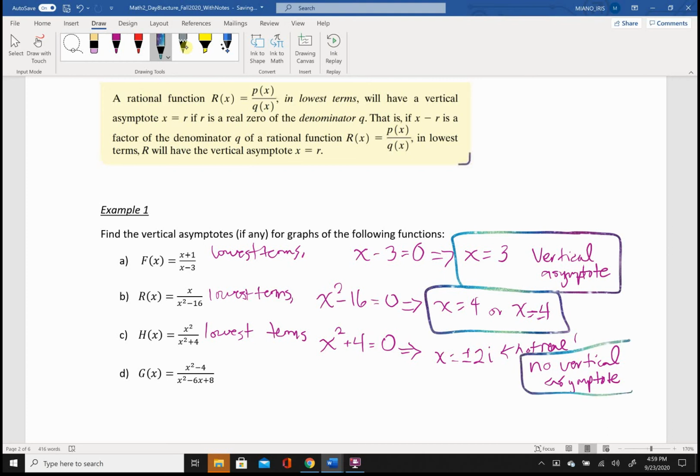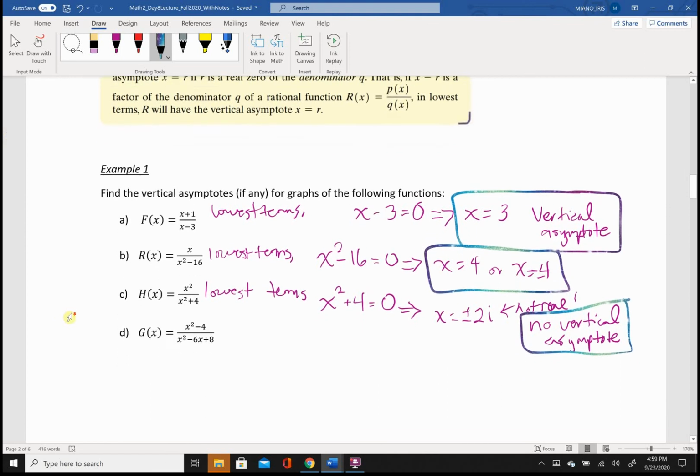So that's the only thing that I'm going to box up here. I'm not going to try and say x equaling 2i or negative 2i is the vertical asymptote. No, the point of this is to say that if you have a result that gives you imaginary numbers, then you're not going to have any vertical asymptote. Okay, cool. Let's do the last one in this set.